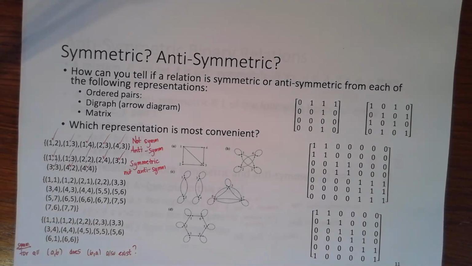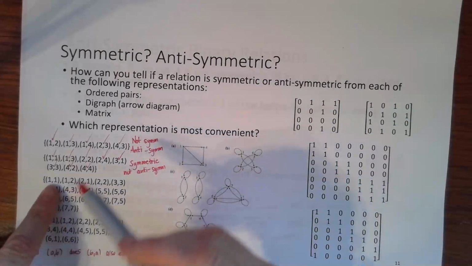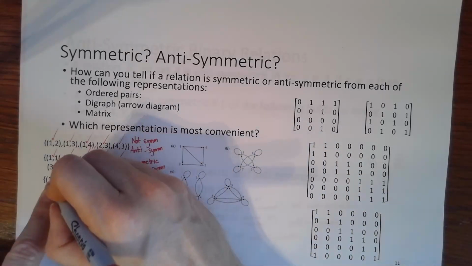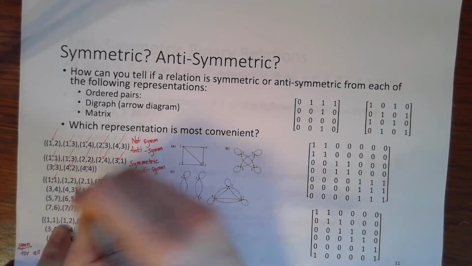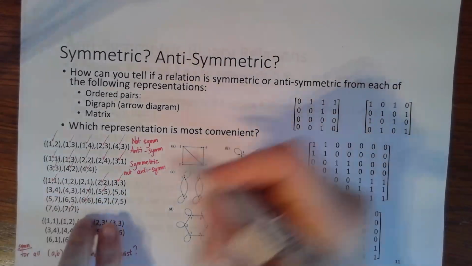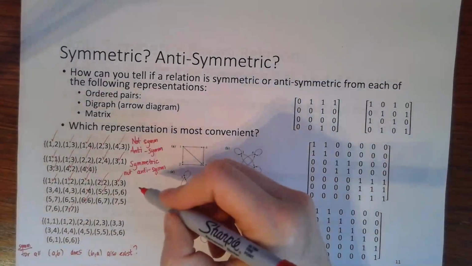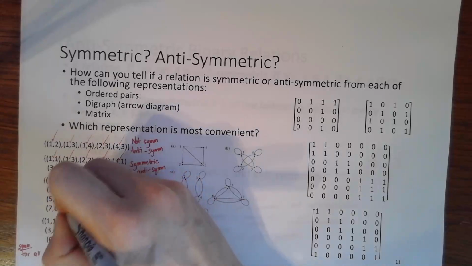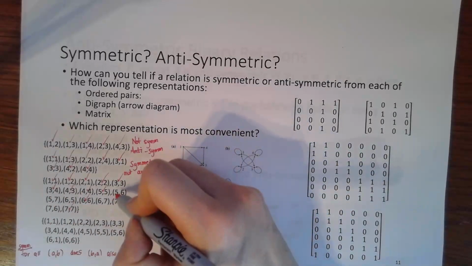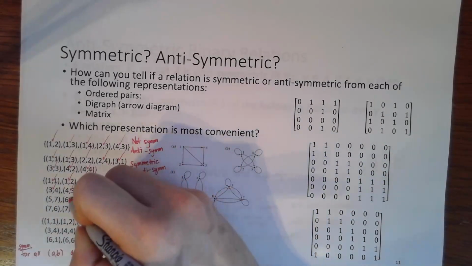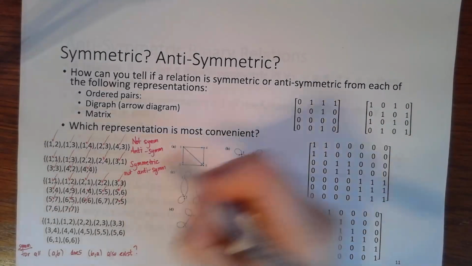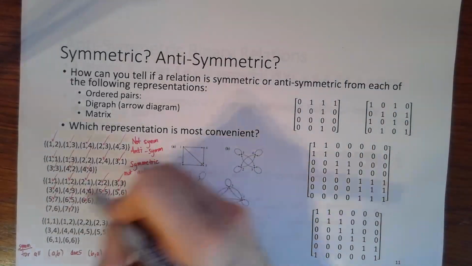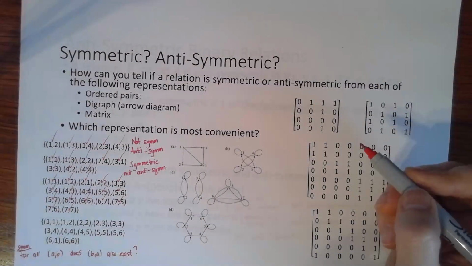Okay. Alright, the next one. All of the 1,1, 2,2, 3,3, 4,4, we'll just check those off. Are 1,2 and 2,1 both there? Yes. 3,4 and 4,3? Yes. 5,6 and 6,5? Yes. 5,7 and 7,5? Yes. 6,7 and 7,6? Yes. So that takes care of everything.